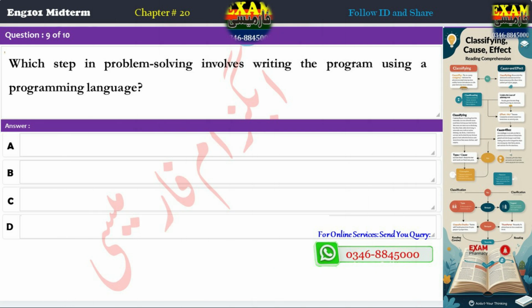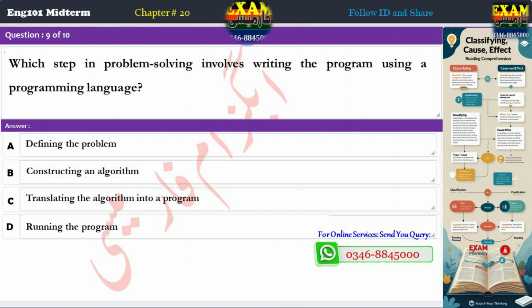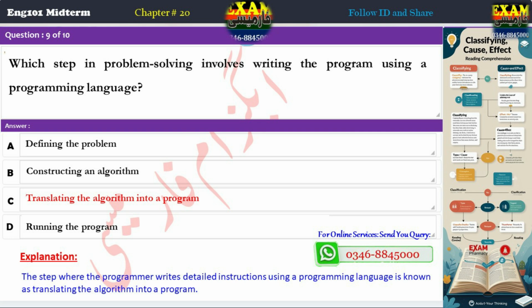Question 9. Which step in problem solving involves writing the program using a programming language? A. Defining the problem. B. Constructing an algorithm. C. Translating the algorithm into a program. D. Running the program. Correct answer. C. Translating the algorithm into a program.